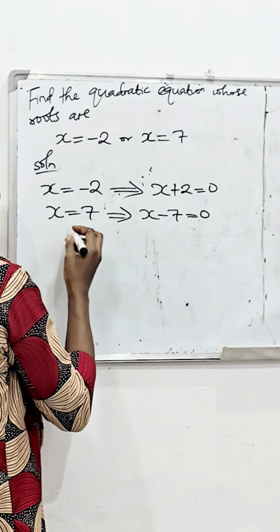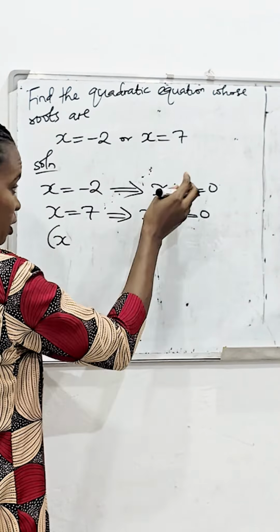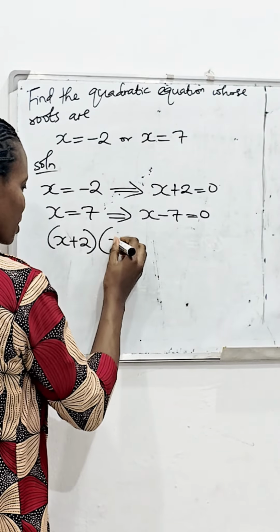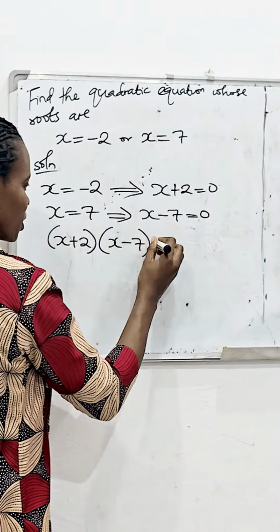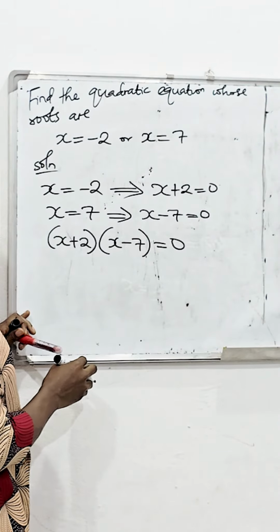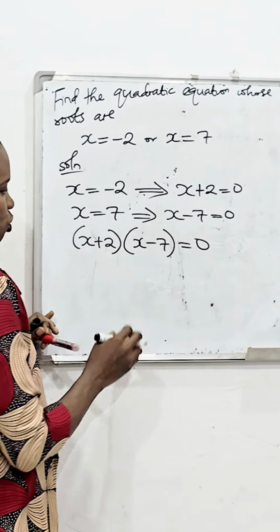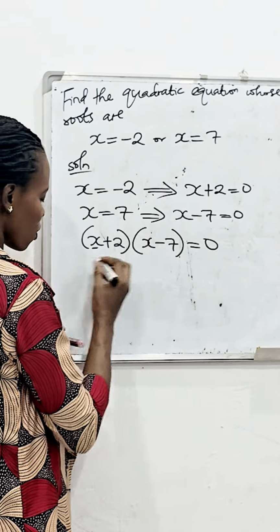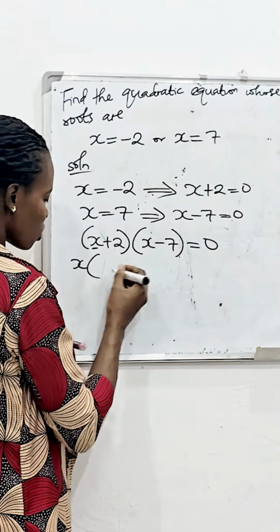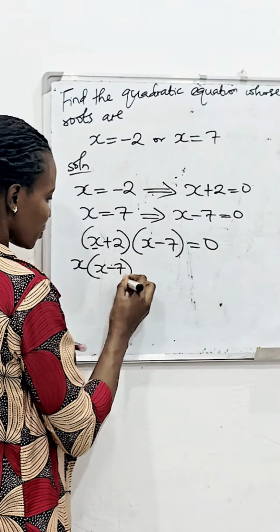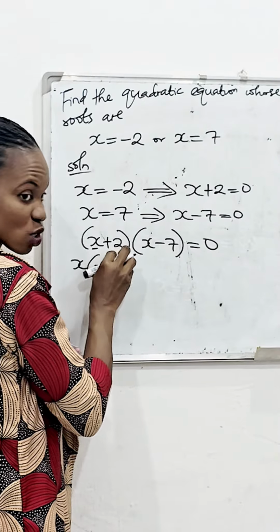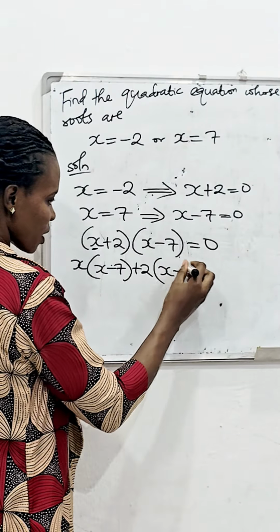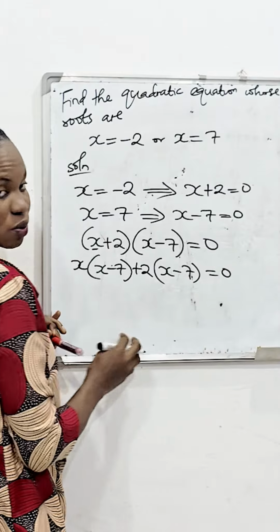For this to be equal to 0, we now find the product of them: (x + 2)(x - 7) is equal to 0. The next thing we are going to do is to expand this. How do we expand? You use this to multiply the whole of this. So I'll do x multiply the whole of this, x minus 7. When I'm done, then I will use this one plus 2 to multiply x minus 7. Everything is equal to 0.